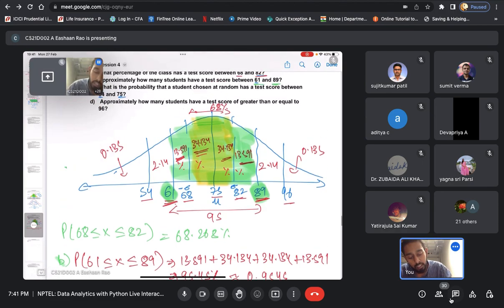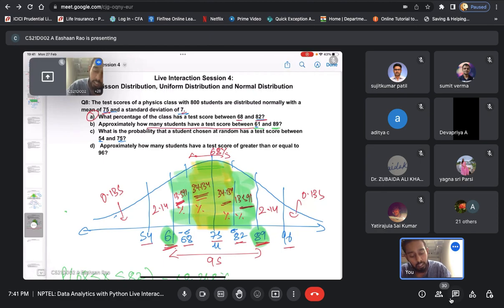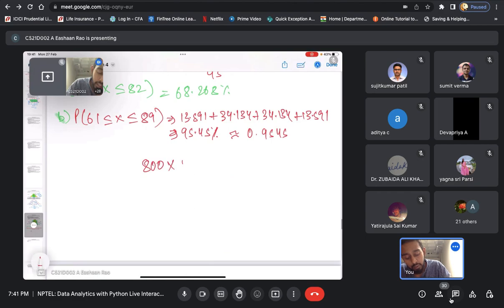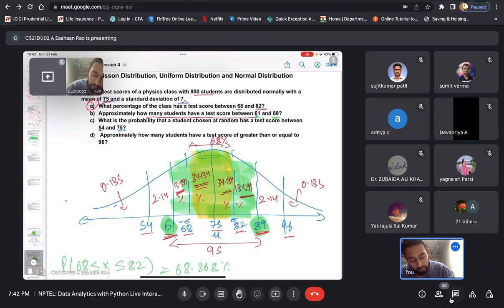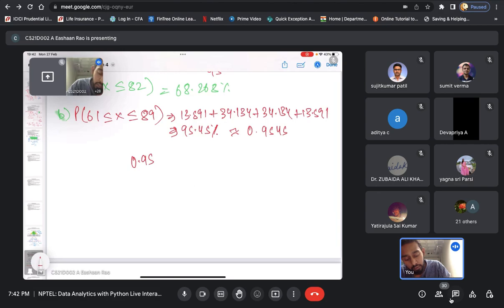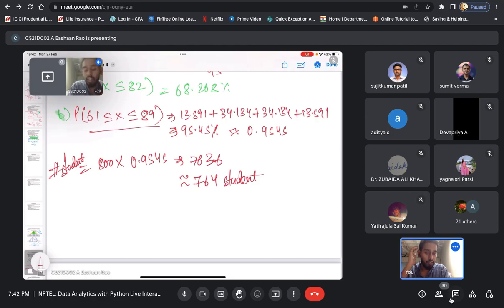So if I want to know how many students have a test score between 61 and 89, I have a class of 800 students. I just need to do 800 times 0.9545 for the number of students. This is the total number of students, and this is the 95% probability that most students scored between 61 and 89. So 0.9545 times 800 is equal to the number of students. If I do this, I get 763.6, which is not a whole number. So we round it off to approximately 764 students who might have scored between 61 and 89 in the physics test.